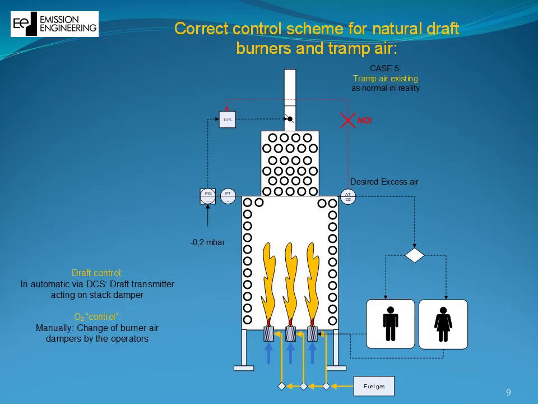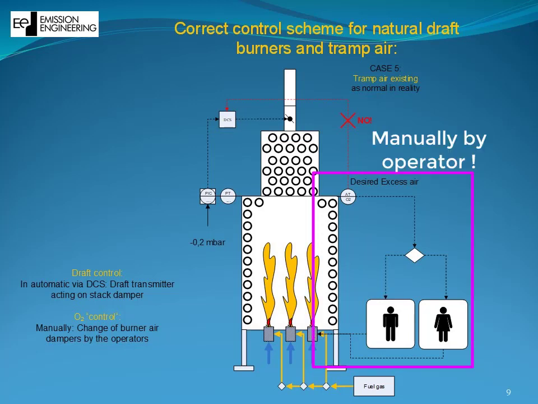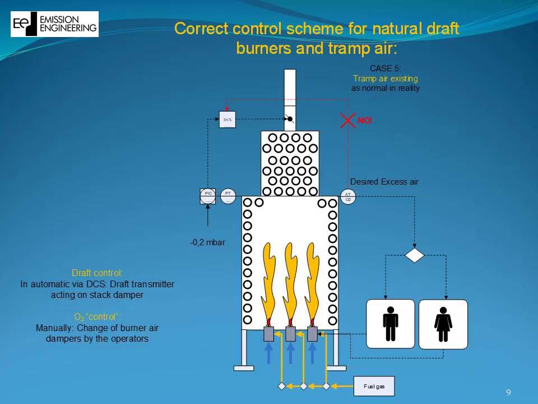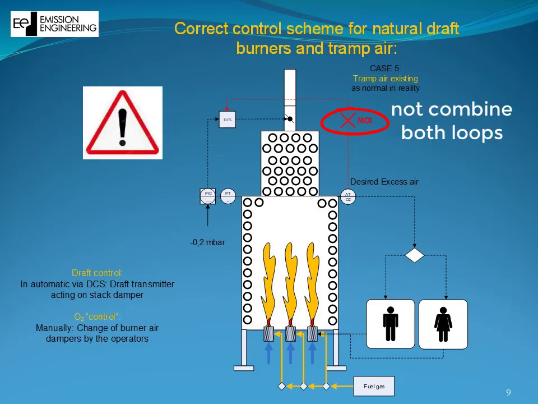What does the rulebook actually say about how to control a fired heater? You'll see that on this slide here. The draft is controlled in the correct envelope by a classic closed control loop with a flue gas damper, and the O2 control is done manually by changing the burner air dampers. If you have automated burner air dampers, you can put a closed O2 control loop on those, but you should not combine O2 with a draft control loop.